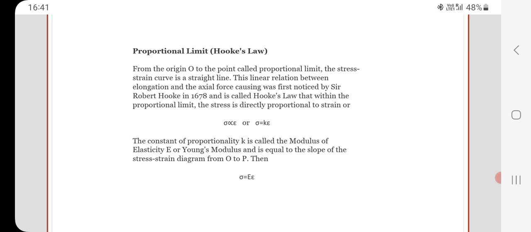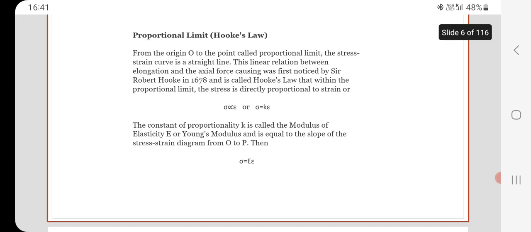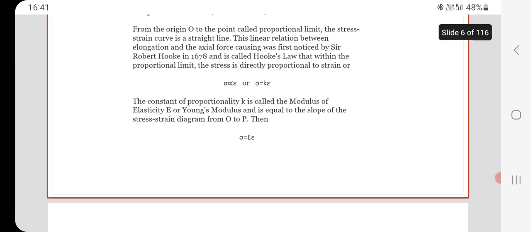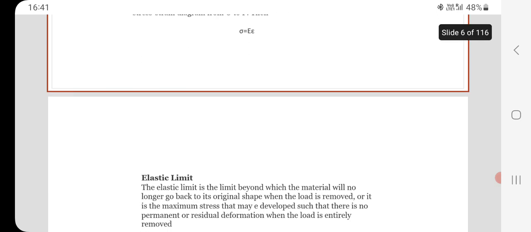that within the proportional limit the stress is directly proportional to strain, or sigma equal to K into epsilon. The constant of proportionality K is called the modulus of elasticity E, or the Young modulus, and is equal to the slope of the stress-strain diagram from O to P. Then sigma is equal to E into epsilon.